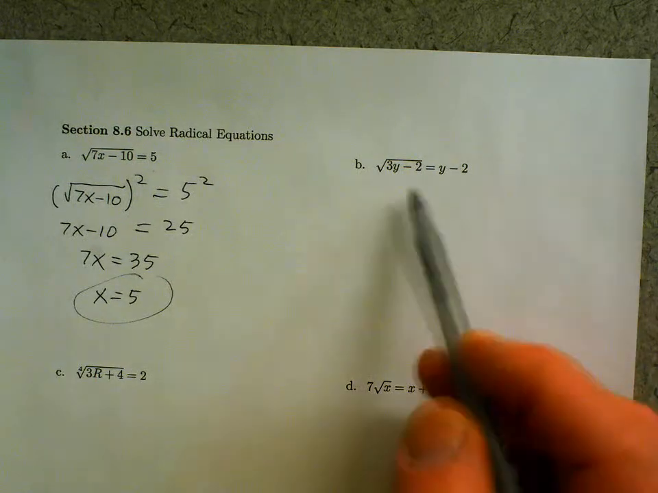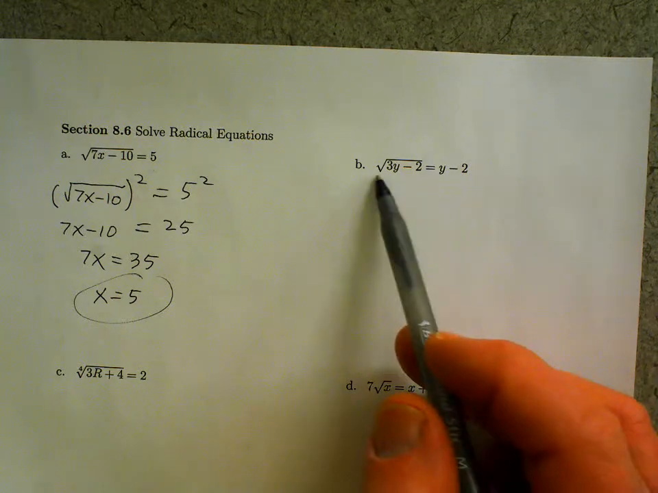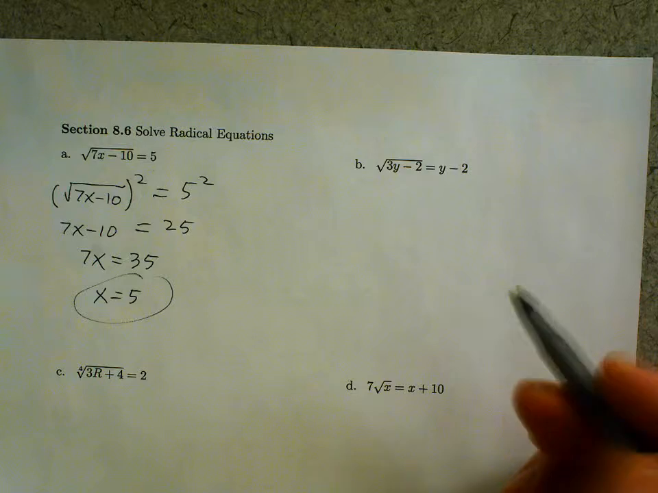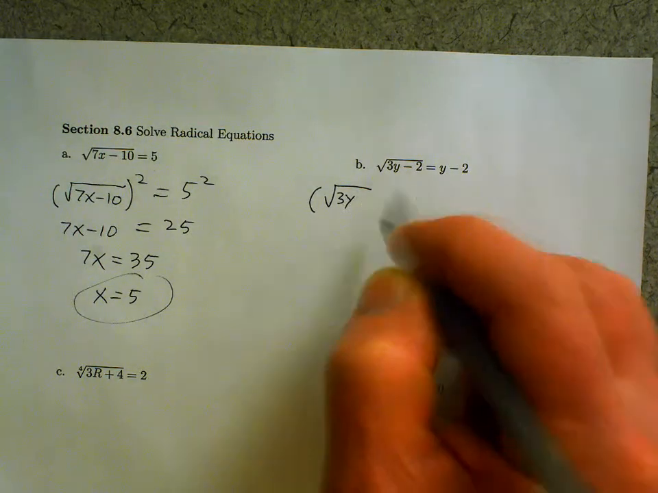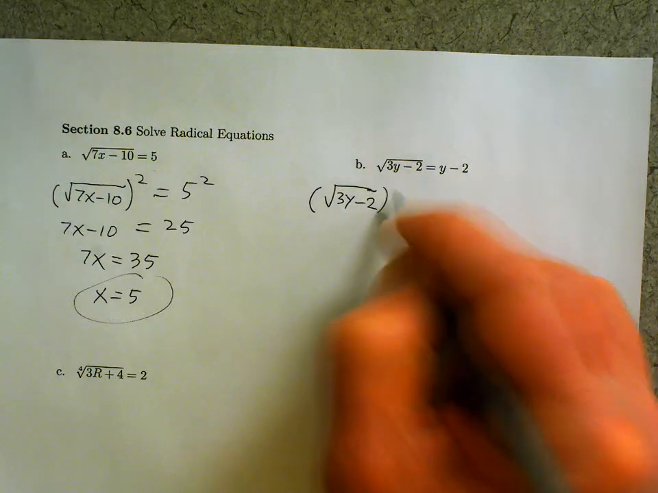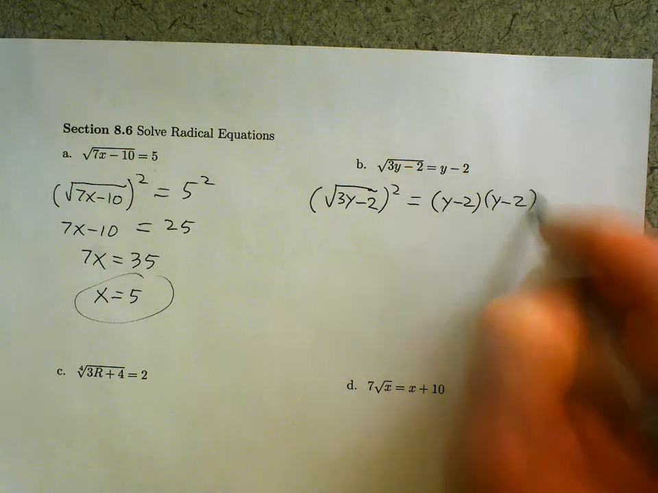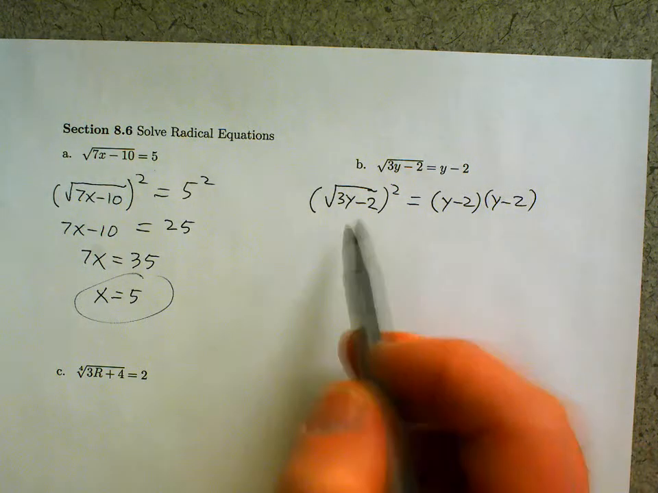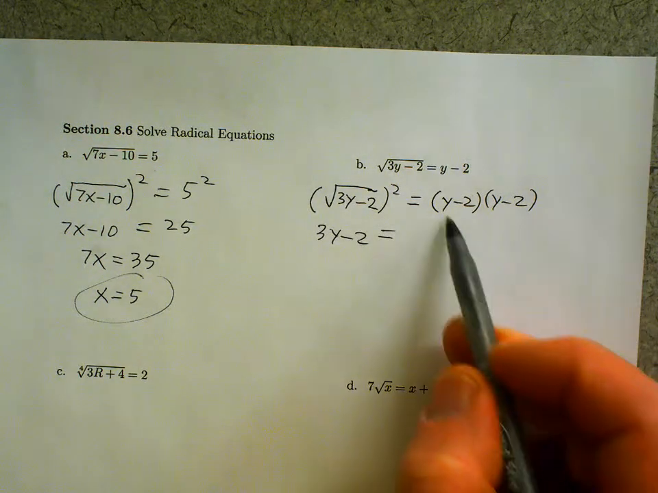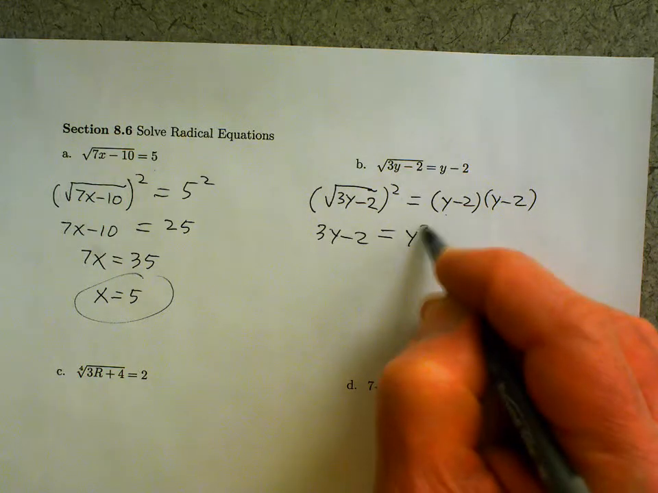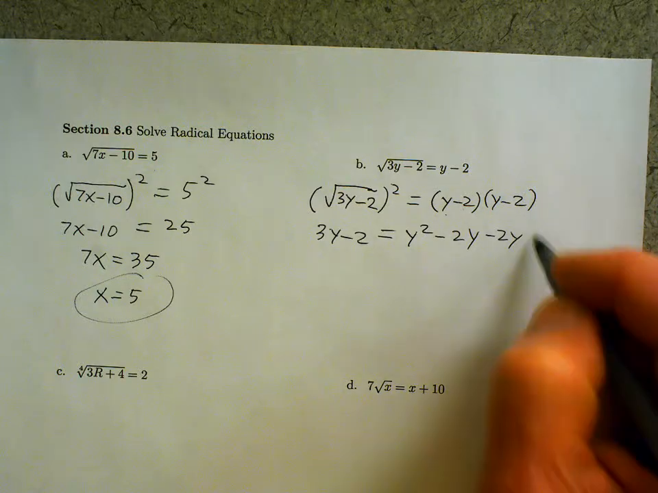On the next one, the square root of 3y minus 2 equals y minus 2. So the square root is isolated. So to solve for y, we square both sides. Square the square root of 3y minus 2, and then square y minus 2. That means y minus 2 times y minus 2. And when we square the square root of 3y minus 2, we get 3y minus 2. And y minus 2 times y minus 2 is y to the second minus 2y again, and negative 2 times negative 2 is plus 4.